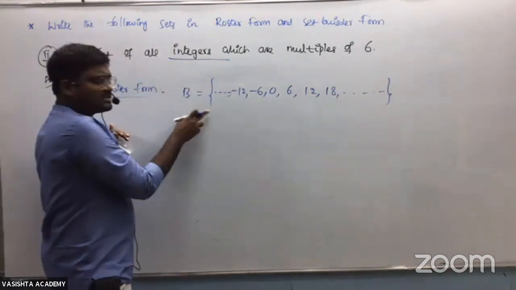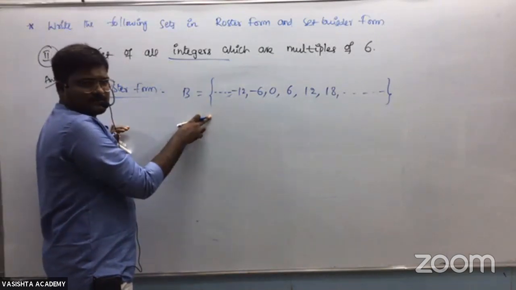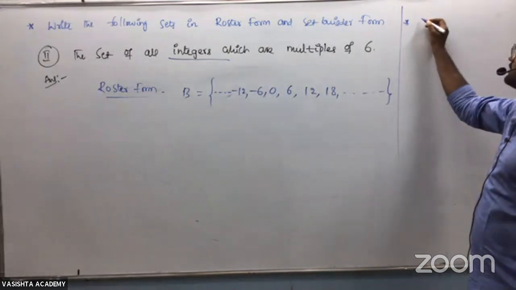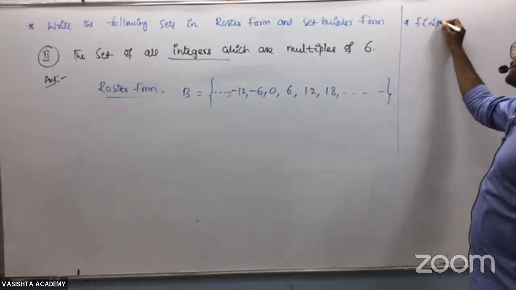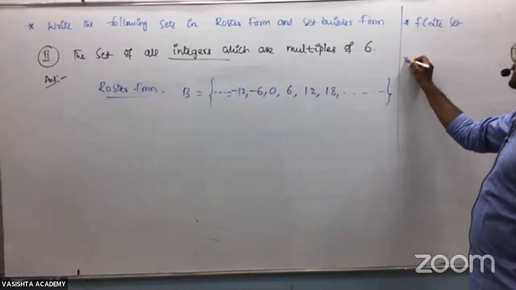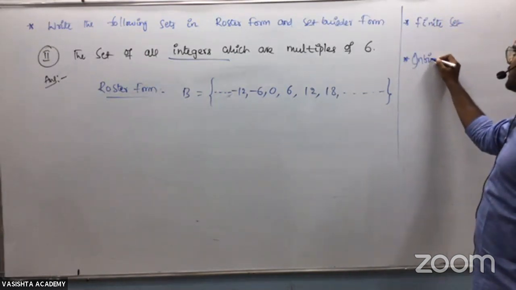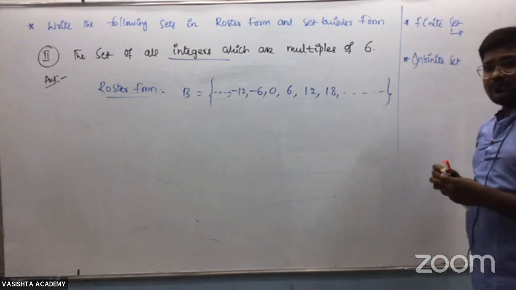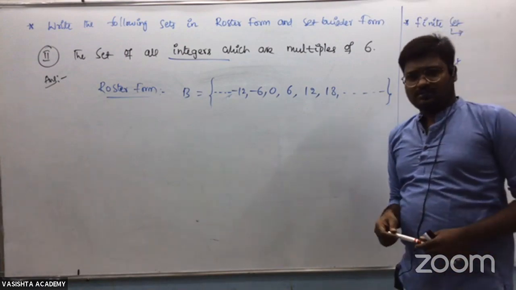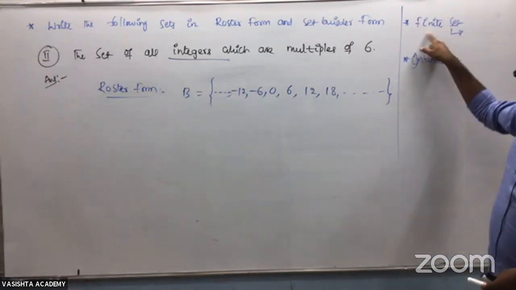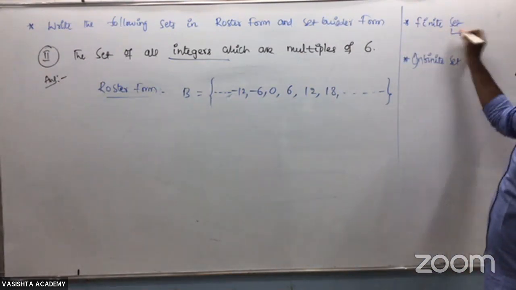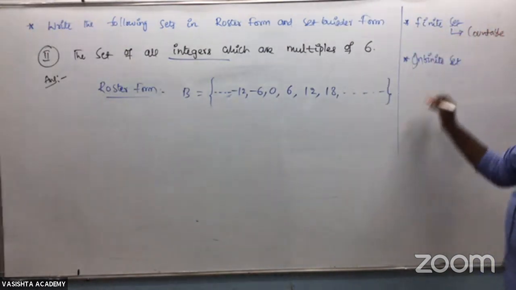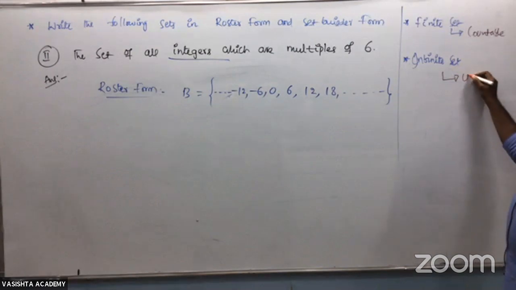So actually, this set is called an infinite set. Understood? So here, let me tell you two types of sets. Finite set and infinite set. It's very simple. The name itself indicates it. Finite means the number of elements in that set is countable. If you can count the number of elements in a given set, then it is called a finite set. I'll explain more about this later. Infinite set means uncountable.